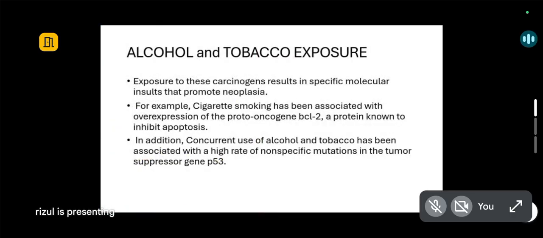Then another parameter is alcohol and tobacco exposure. Exposure to these carcinogens results in specific molecular insults that promote neoplasia. For example, cigarette smoking has been associated with overexpression of the proto-oncogene BCL2, which leads to inhibition of apoptosis. And the addition of alcohol to tobacco has been associated with non-specific mutation in the p53 tumor suppressor gene.